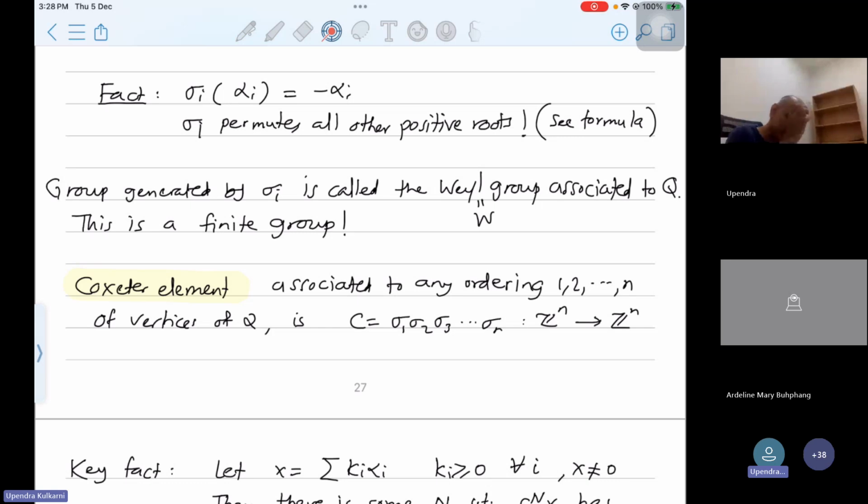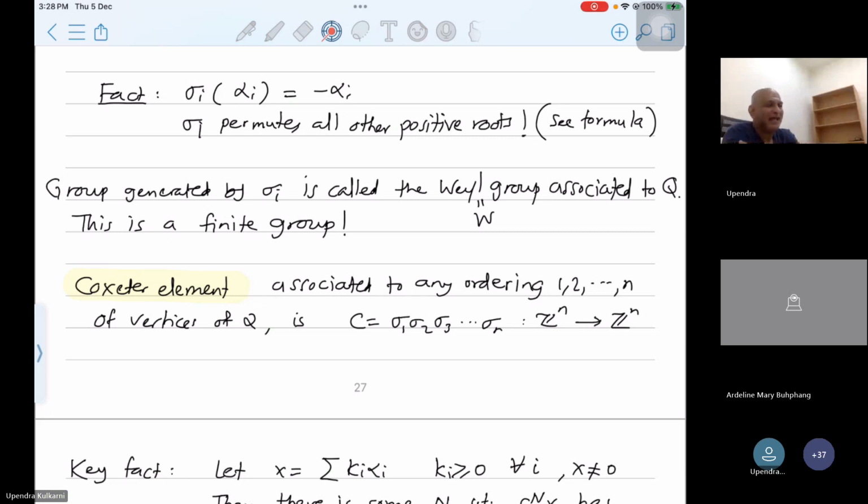All right, so the Weyl group is the one that is generated by these. This is a finite group. Why is this a finite group? Well, because the Weyl group is going to permute the roots. The number of roots is finite, and in particular among the roots, you have a basis, right? All the alpha_i are roots, and that's a basis.